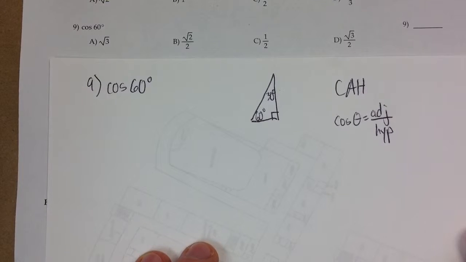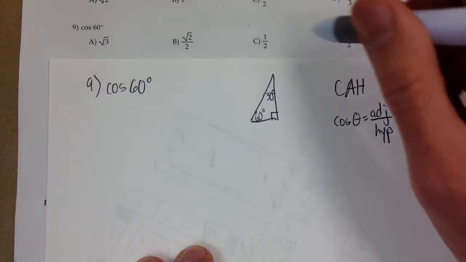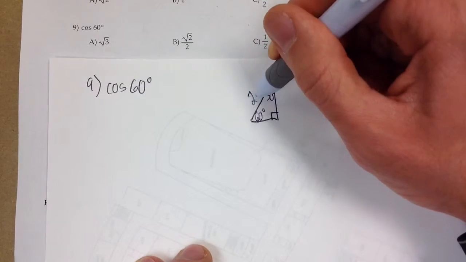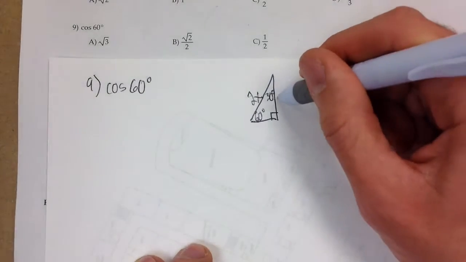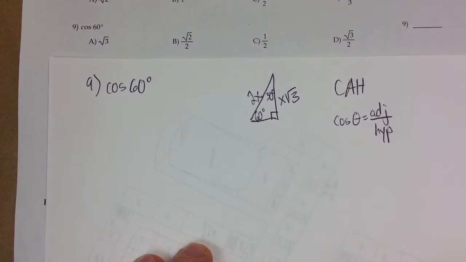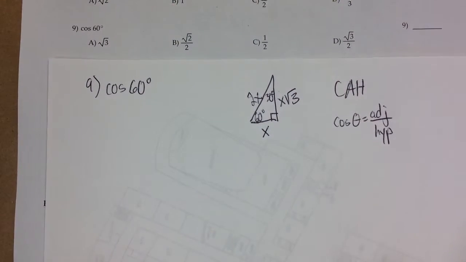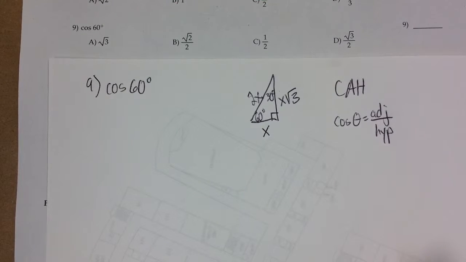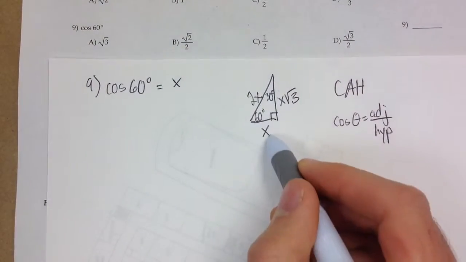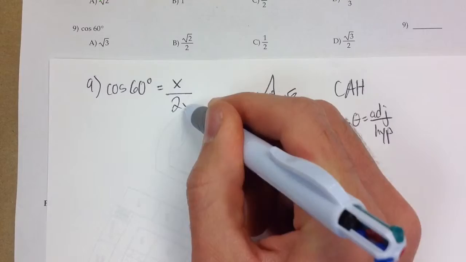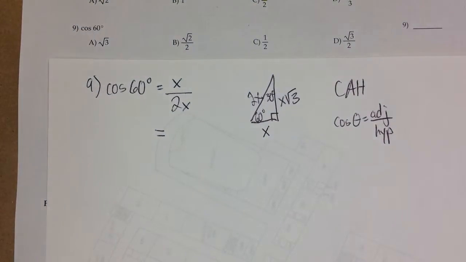In a 30, 60, 90, across from the 90 is x root 3. False. It's 2x. Across from the 60 is x root 3, and then the bottom is x. Good. So it would be x over 2x, or x. That is correct. Adjacent to the 60 is x. Hypotenuse is 2x. And please simplify that. 1/2. 1/2.